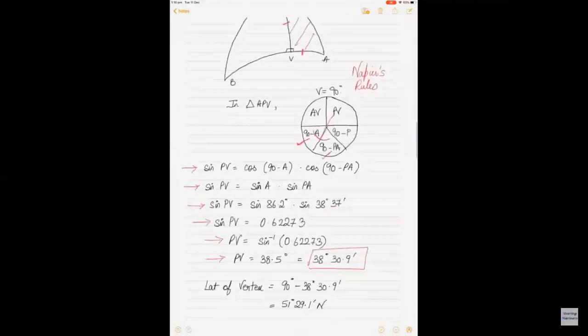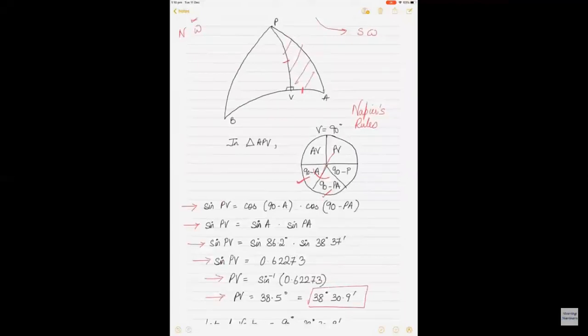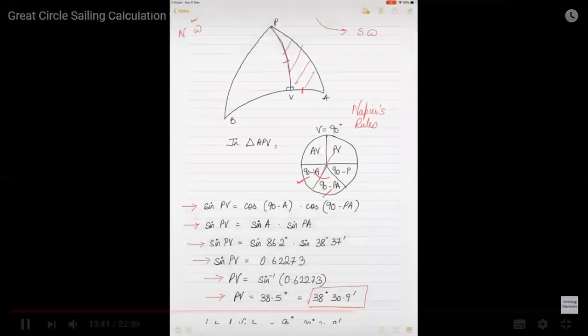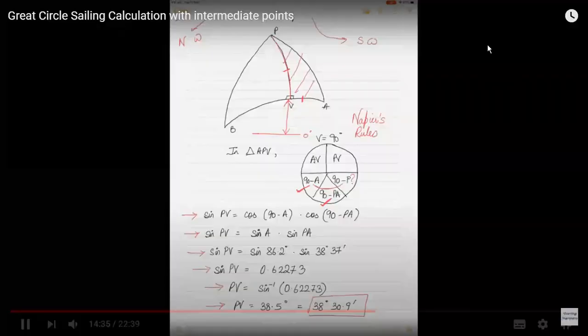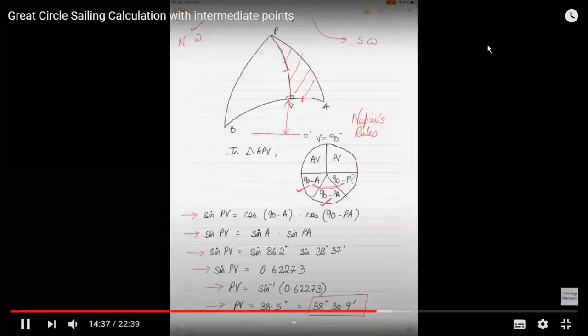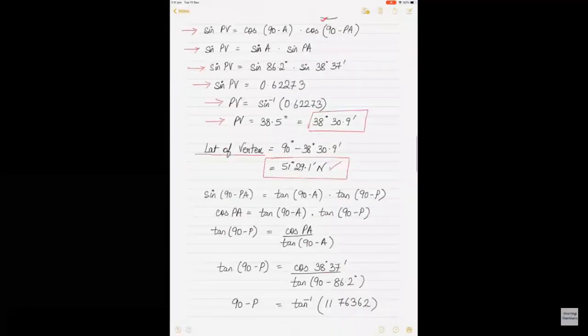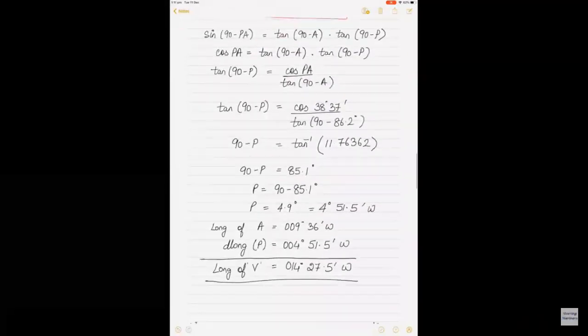Now remember, PV is the distance from the pole to the vertex. That's not the latitude. Now to find the longitude, we need to find angle P. So we put these three values into Napier's rules, and again use tan of adjacents, PA and A. Always use the values which are given before.